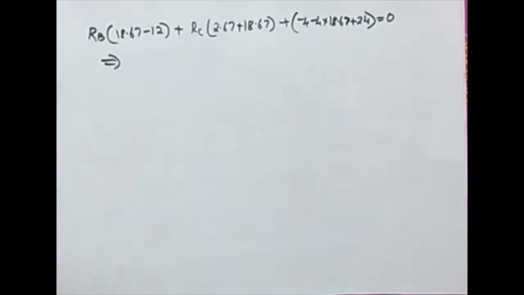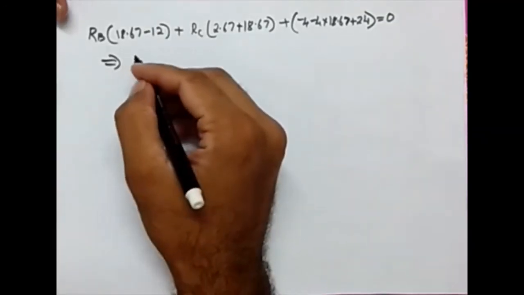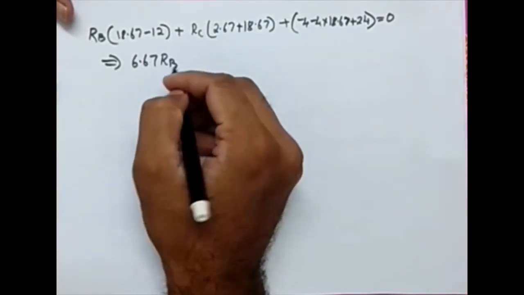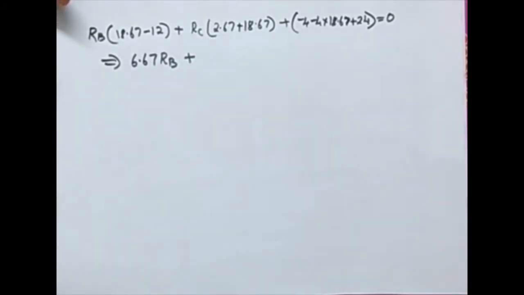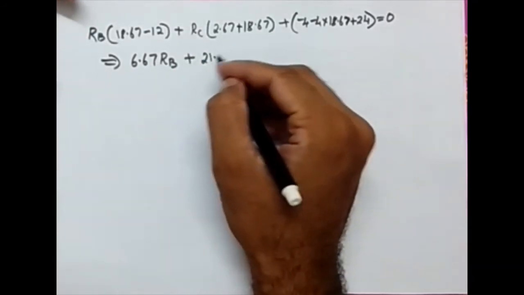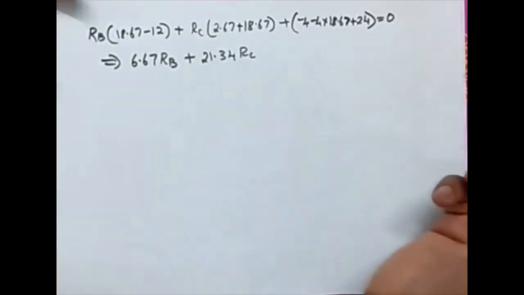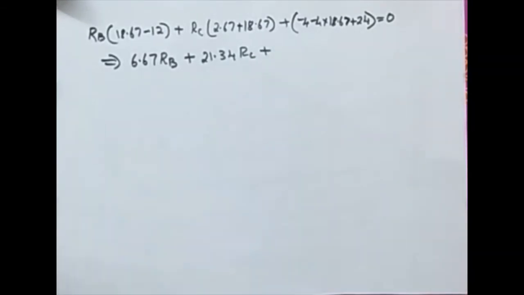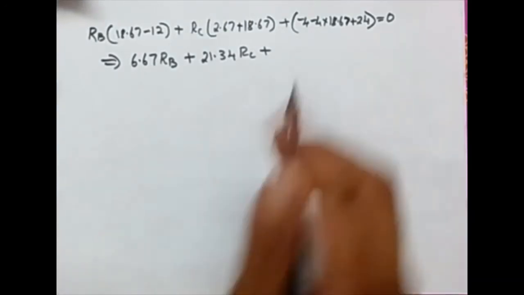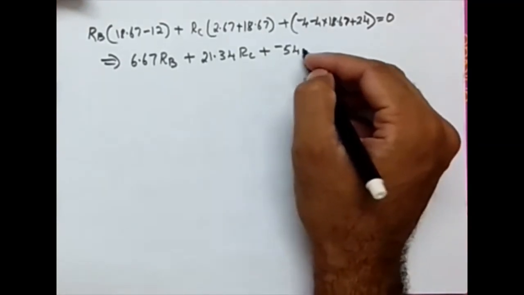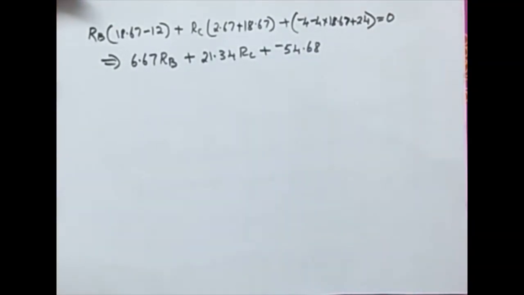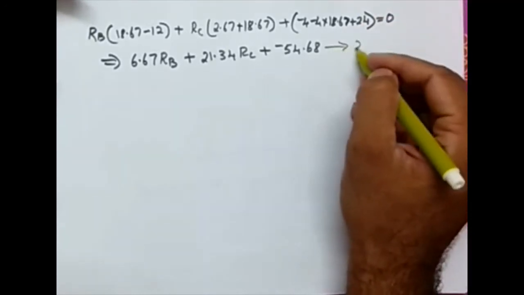So 18.67 minus 12, what I'm going to get is 6.67 RB plus 2.67 plus 18.67 is going to fetch a value 21.34 RC plus, what about this value? So minus 4 times 18.67 plus 24 is going to give me a value minus 54.68, and that's my equation 2.